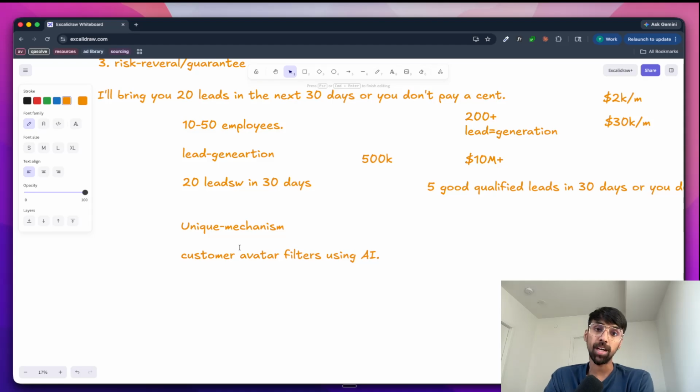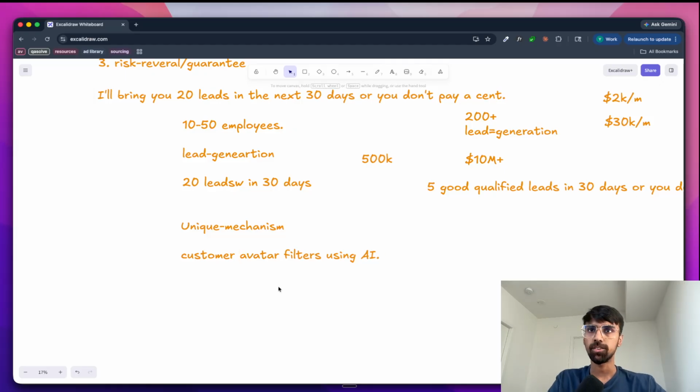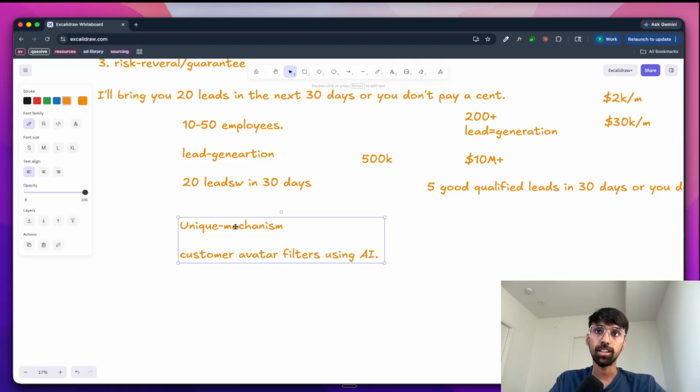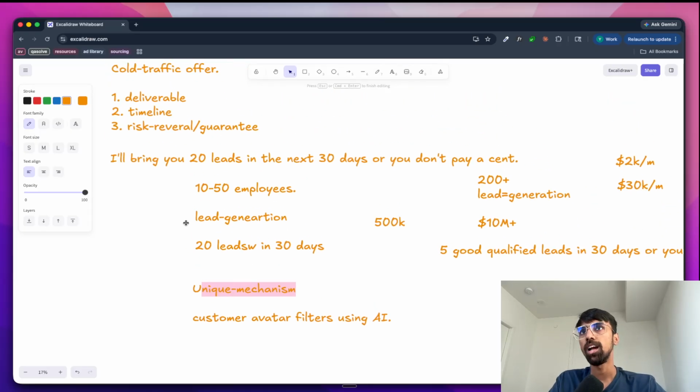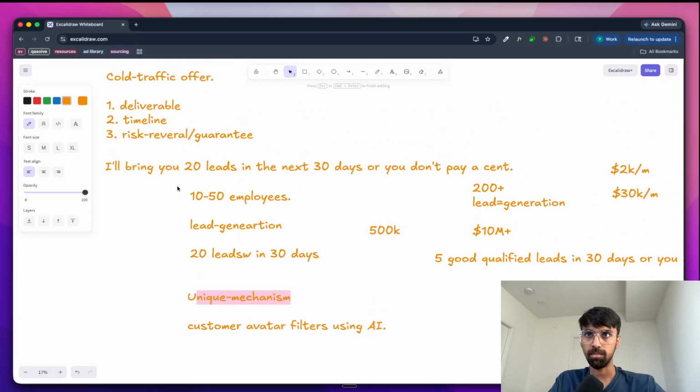And then I book it with good companies who are making more than $1 million in revenue, because that's kind of the sweet spot for me to work and grow their company with my services. So customer avatar filters using AI, you can have any kind of unique mechanism. You have to do this alongside building your offer, and once you do that, you're almost unstoppable because this is one of the things that will actually separate you.